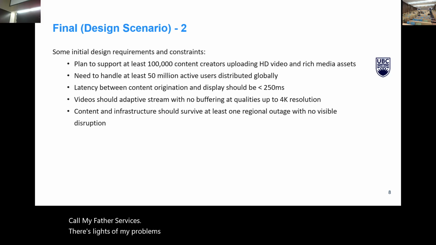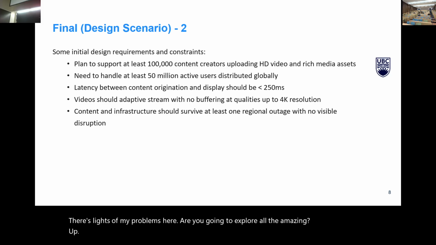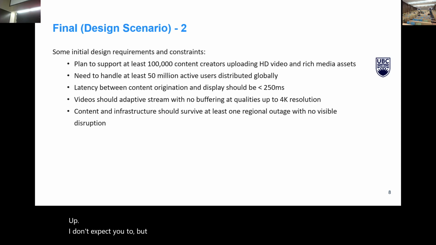There's lots of fun problems here. Are you going to explore all of these in a, I don't know, 2.5 hour period? No, definitely not. I don't expect you to. But what I do expect you to do is to start thinking about the problem and say, this is how I would approach that problem.